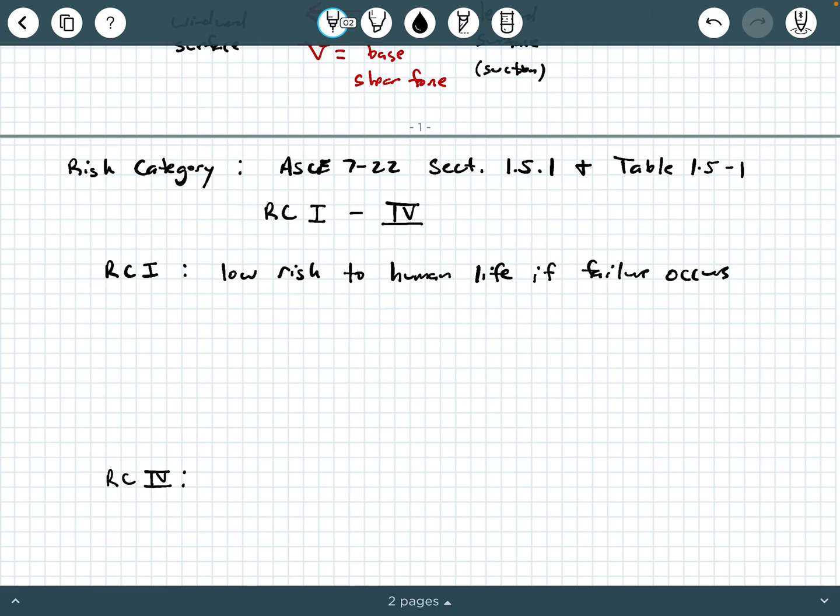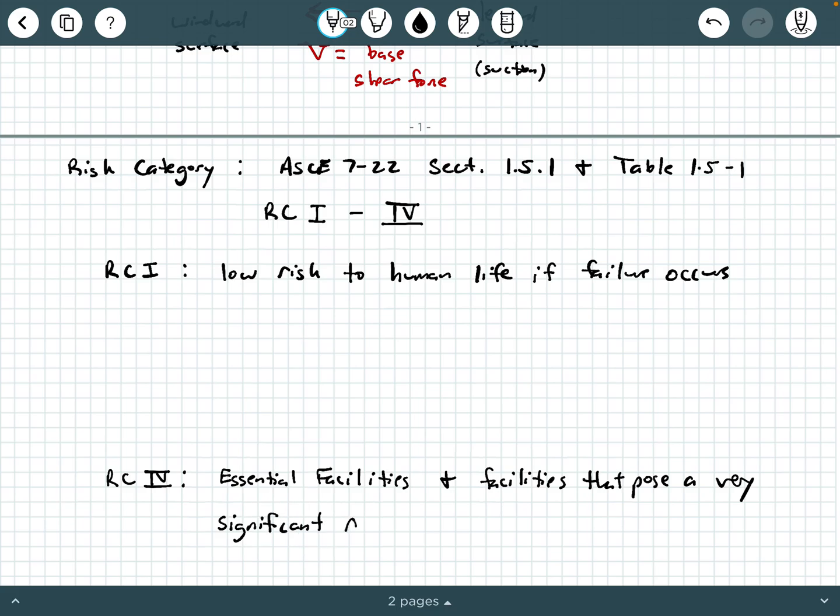Risk category 4 are what are called essential facilities, and facilities that pose a very significant risk to human life if failure occurs. So what are some examples of risk category 4 structures?